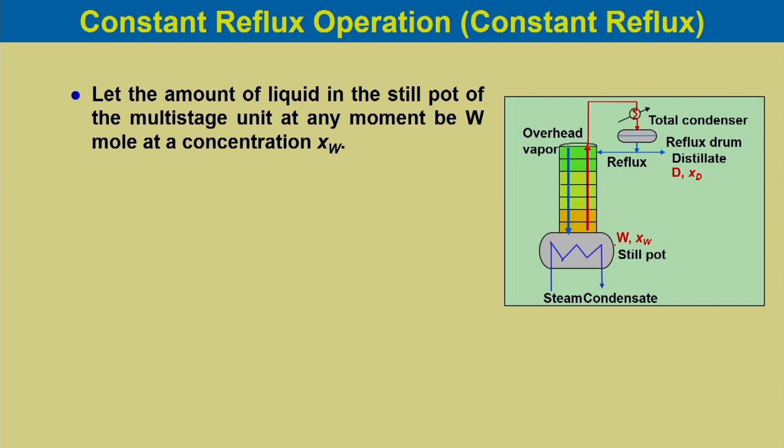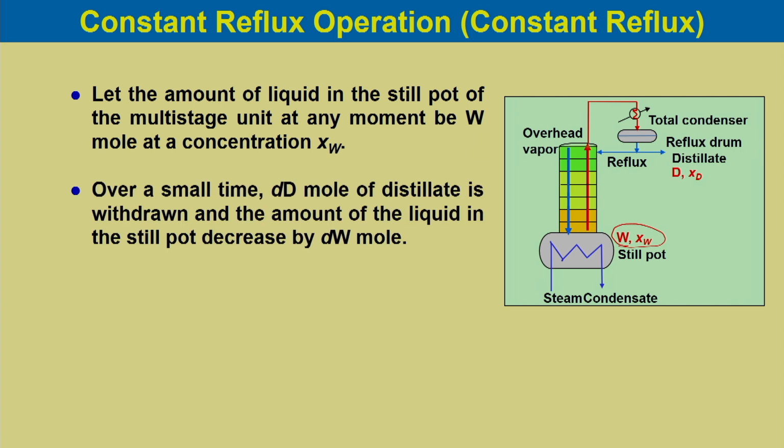So, this is the total number of moles at any time t: W is the moles in the still pot, and x W is its mole fraction of the more volatile component. Over a small time dt, dD mole of distillate is withdrawn and the amount of liquid in the still pot decreases by dW mole. So, the amount of distillate we withdraw is the same amount by which the liquid in the still pot decreases in a very small time dt.